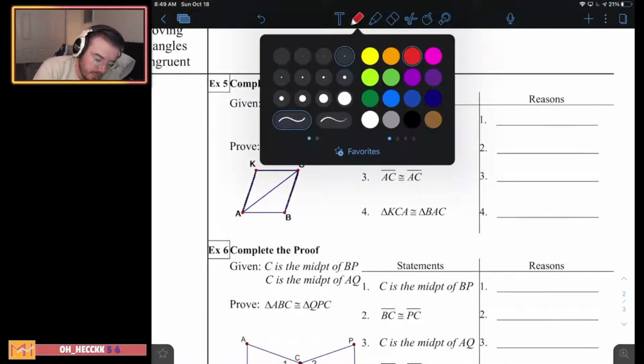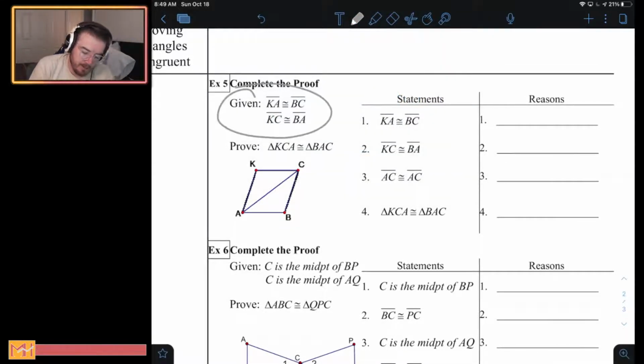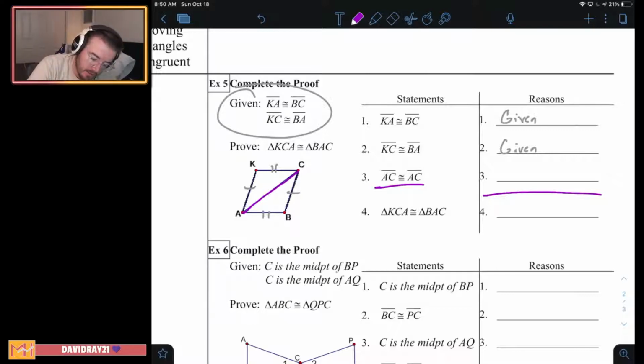All right. We're given this information. This side's completely blank. We're given that KA is congruent to BC, and we're given that KC is congruent to BA. Well, do you already know what the answer to this one is? That's just the same side, isn't it? What did we just say a few moments ago? It is reflexive. To say something is congruent to itself is the reflexive property.